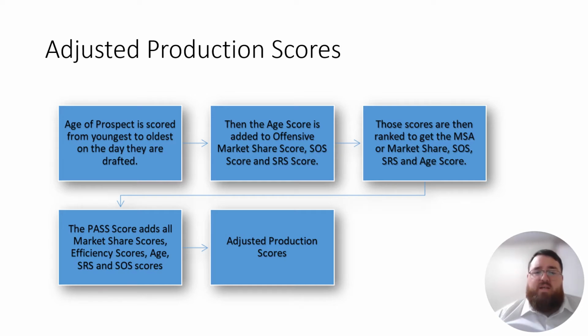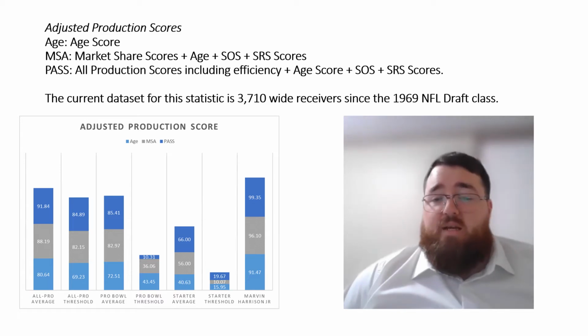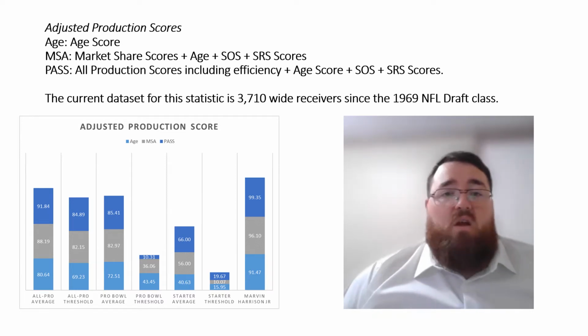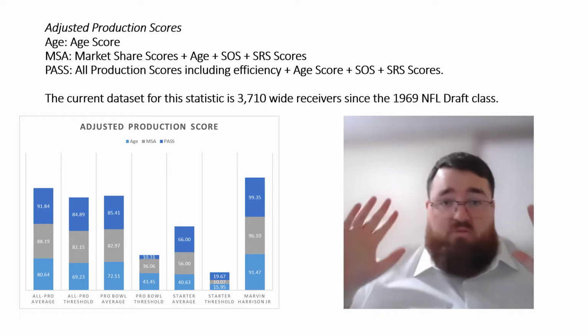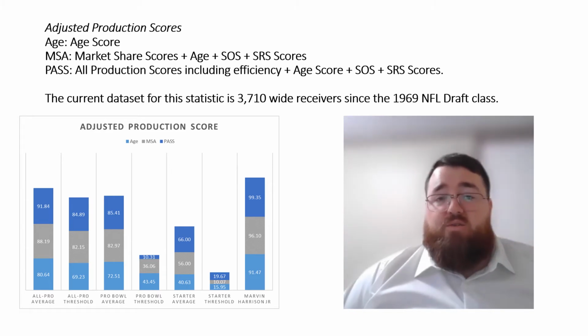So adjusted production takes a look at strength of schedule, strength of team, and, of course, the age of a prospect to see how well they tested. And when you look at Marvin Harrison Jr.'s adjusted production scores, he was elite. He has all-pro potential in terms of his age, his MSA rating, and his pass rating as well. So when you take a look at all that stuff combined, you get to the point where, okay, Marvin Harrison Jr. is an elite producer.